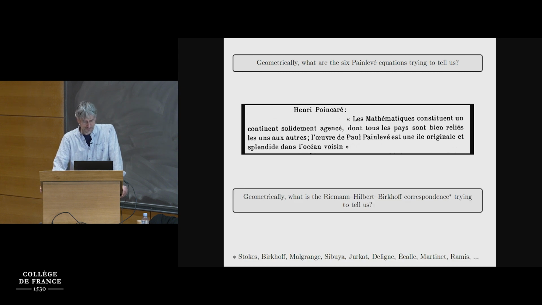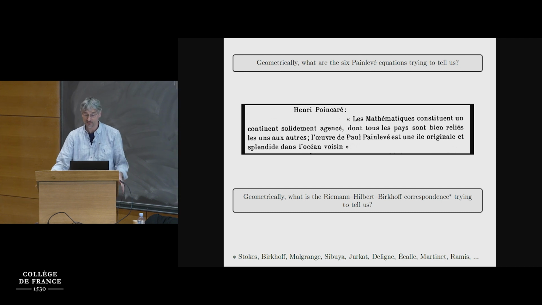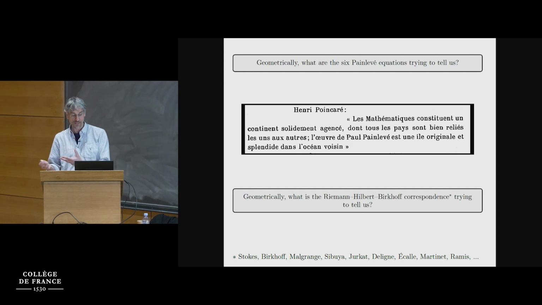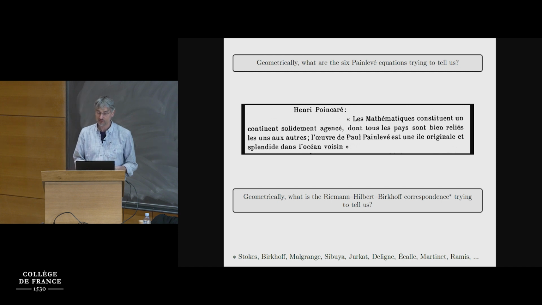A more general question is to understand geometrically what the Riemann-Hilbert-Birkhoff correspondence is trying to tell us. This is the generalization of the map that takes the monodromy, the representation of the fundamental group, to the case of connections on algebraic curves which have higher order poles, which have irregular poles. So it basically says that there's a vast amount of stuff there which generalizes the representations of the fundamental group, which everybody knows and loves.